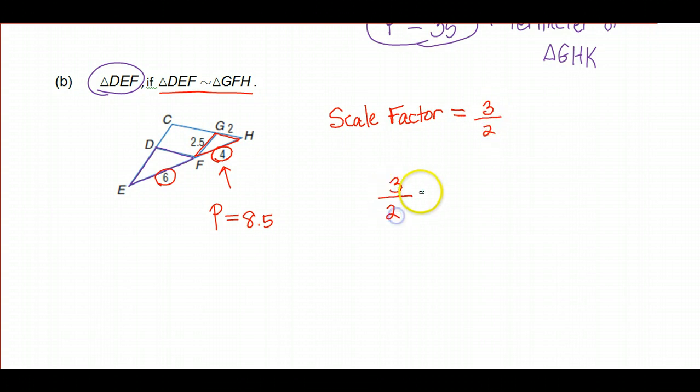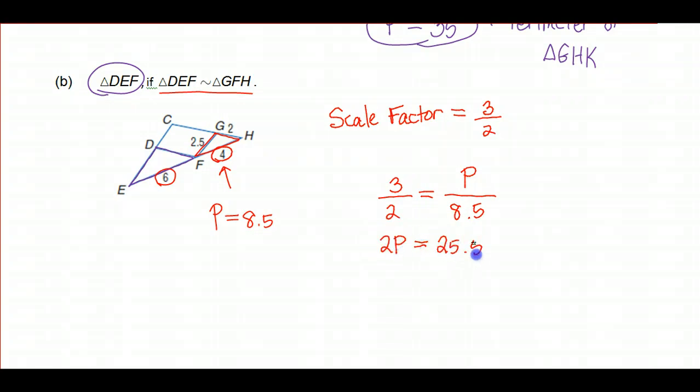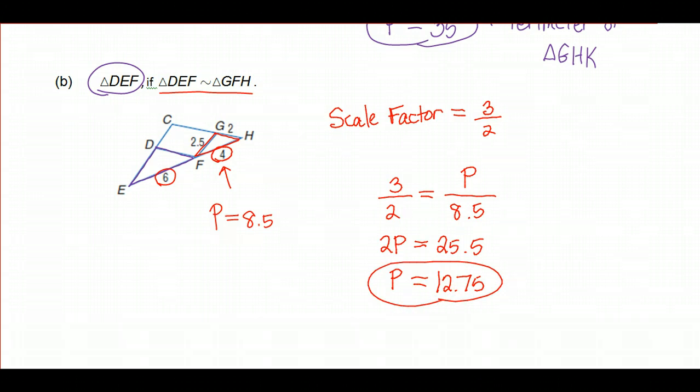So we know 3 to 2 is equal to, where does the 8.5 go, numerator or denominator? Denominator. Do we all agree? Now this one maybe not so obvious, because if you look at 2 to 8.5, it might be easier just to do the cross multiplying. So 2p equals 25.5. Tomer, what did you say you got? 12.75. So that's our perimeter of the other triangle.